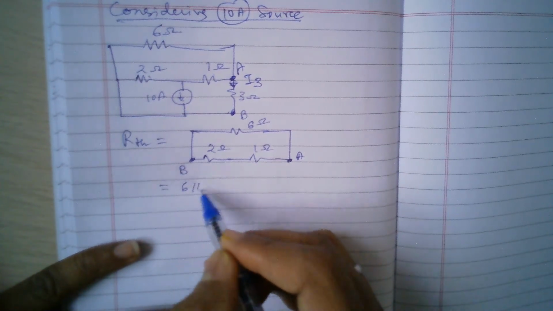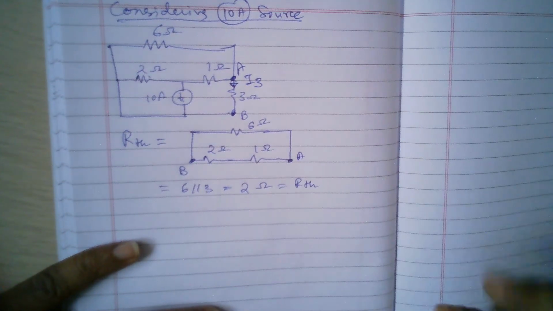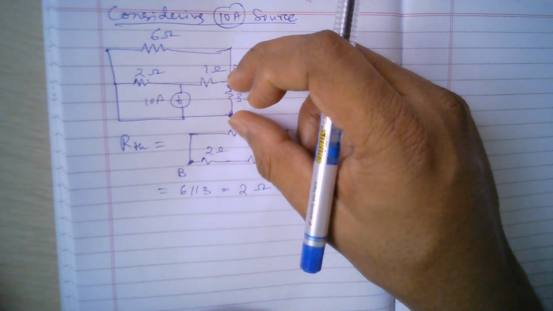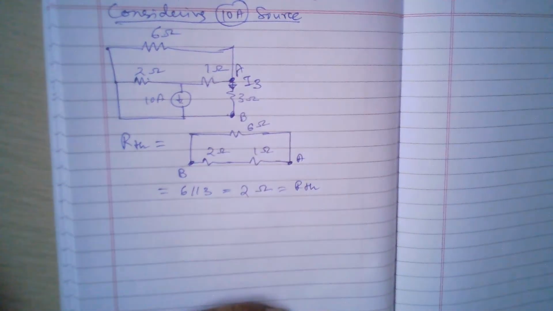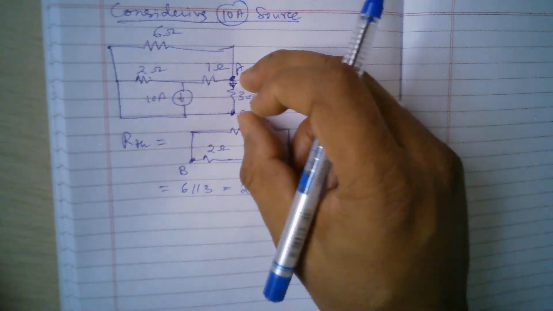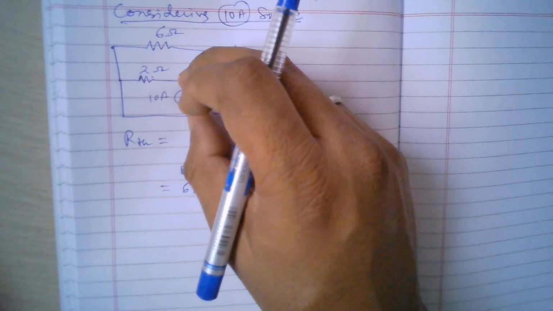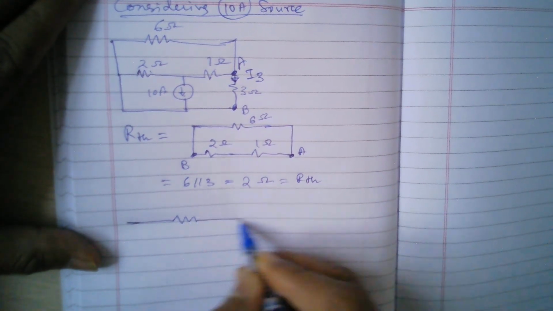So nothing but 6 parallel with 3, that is 2 ohms, is the RTH. This is exactly the same because the circuit is the same as before. The structure of the circuit is similar. Now I want to find the VTH, Thevenin's voltage. So how do I find the Thevenin's voltage? We reintroduce this 10 amperes and then again solve the circuit. Okay, so let's do that.